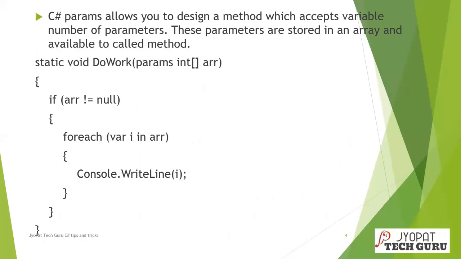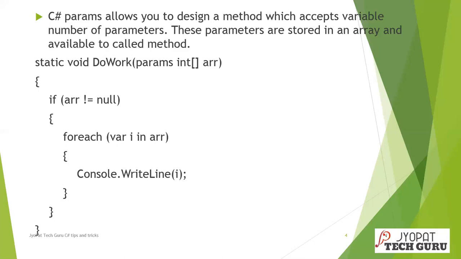C# params allows you to design a method which accepts a variable number of parameters. These parameters are going to get stored inside an array and then be available to the called method. Here we have a piece of code which will help you understand how to declare and utilize this params keyword. We have a static function called DoWork which contains params int[] arr.